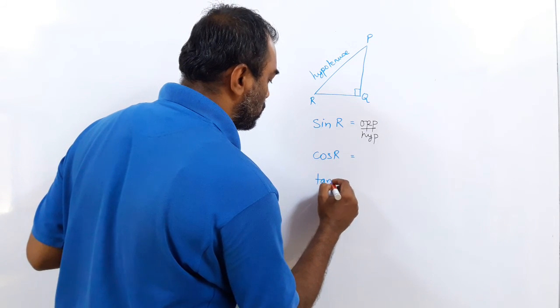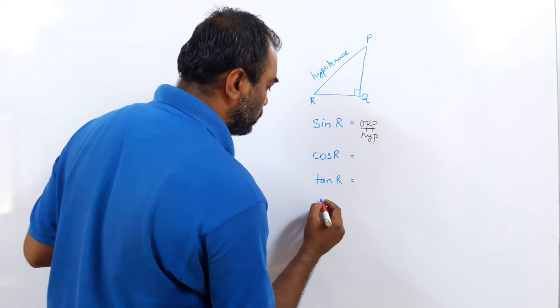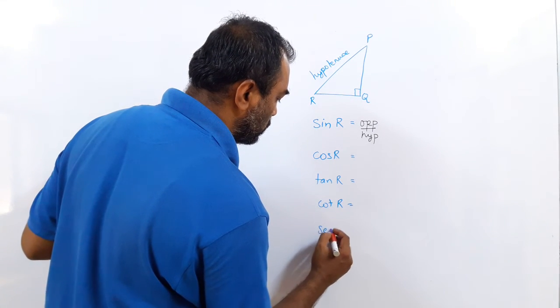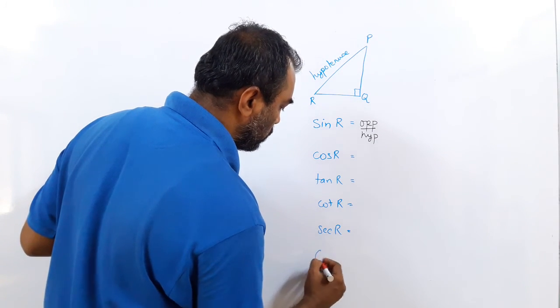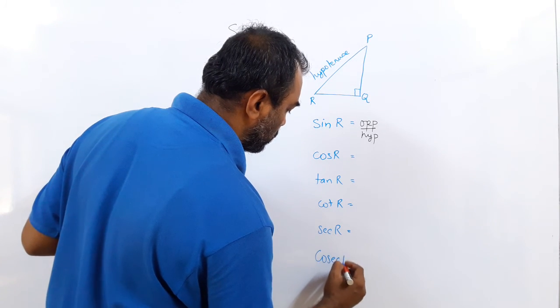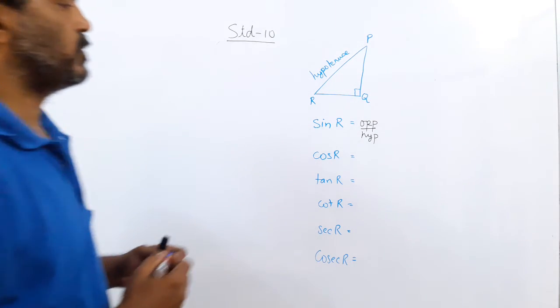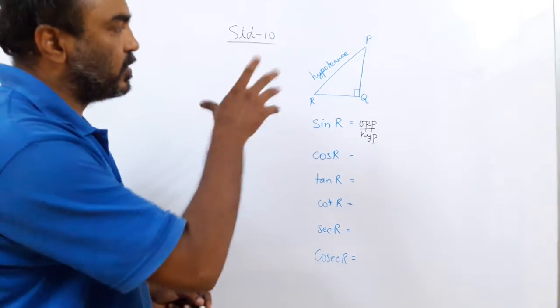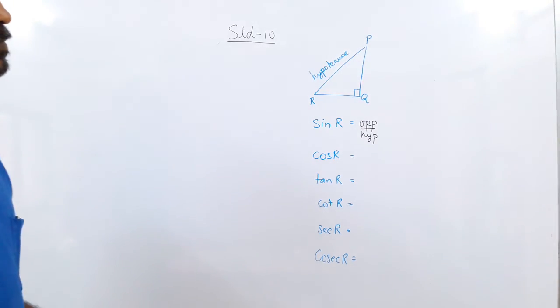Cos, tan, cot, sec, cosec. This is what we have to keep on revising every day till we are firm with the ratios.